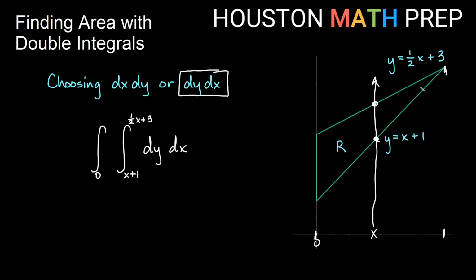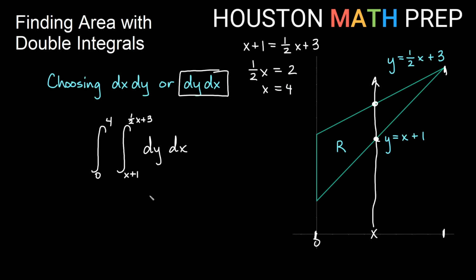So if I want to figure out where these intersect, I could set them equal to each other and say x plus 1 is equal to 1/2 x plus 3. And we can, of course, solve that. If I subtract half an x to the other side, I'll get half an x here. If I subtract 1 to the other side, I'll get 2 there. If I multiply by 2, I get that x equals 4. So that tells me that that's my upper bound for x.